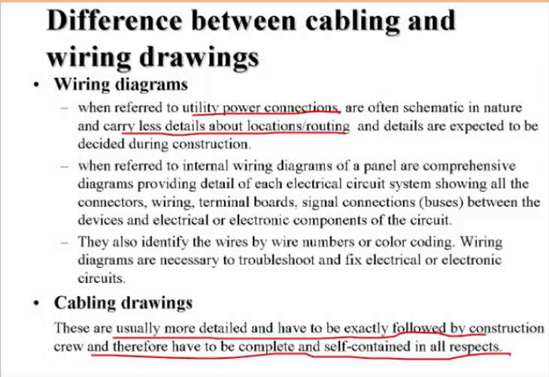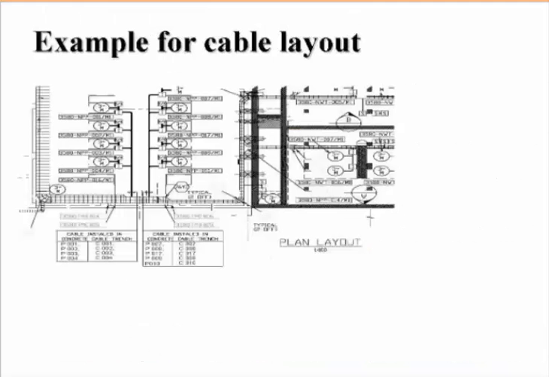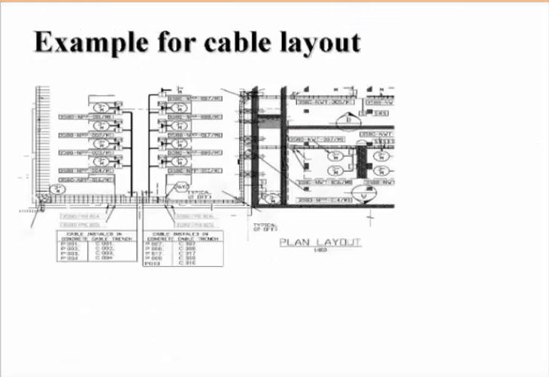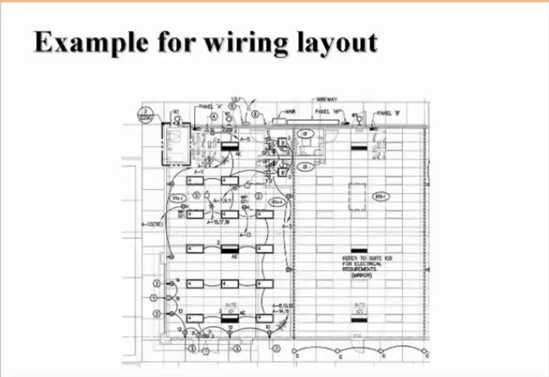When going back to the wire diagrams, it will give us the internal wiring diagrams of a panel, as we've mentioned before. It also identifies the wires by wire numbers or color coding that you'll get on your wiring diagram. Here's an example of a cable layout that gives you the information as we've said over here. So it gives us all the information on where the cable should go, compared to wiring layout, which is the physical wiring connection between all the panels. So there's an example of the two.